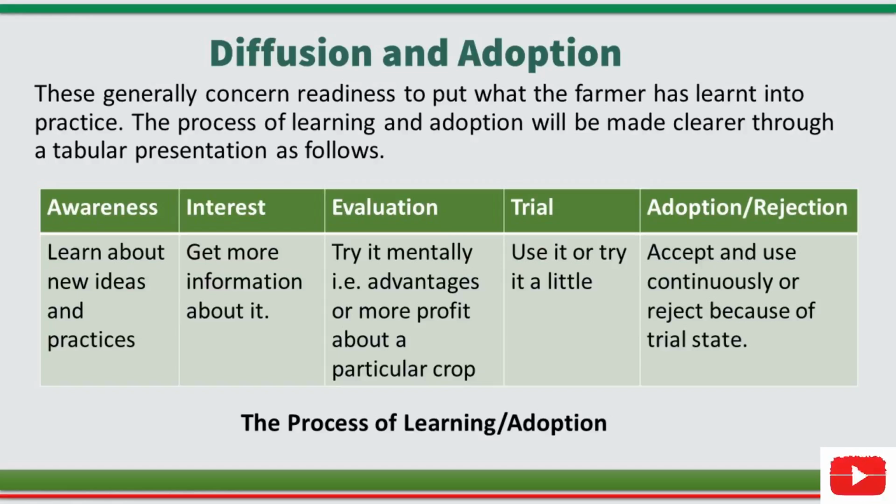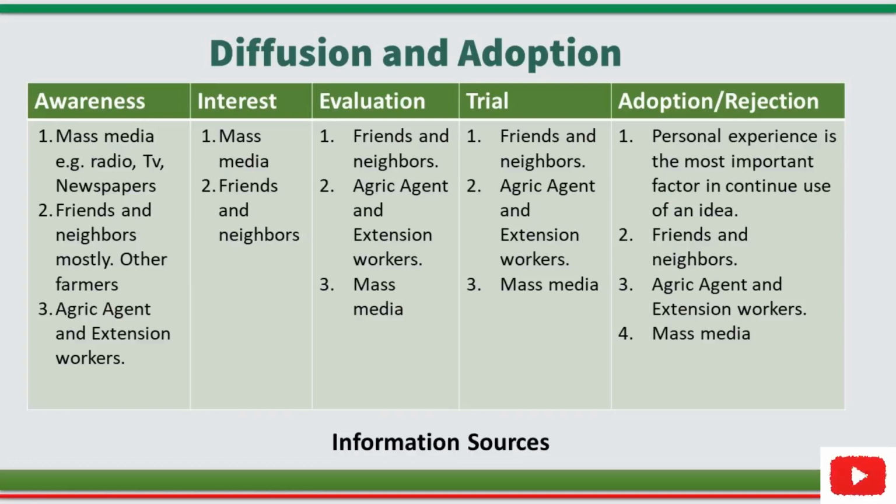Then we now have information sources for these different stages. Under awareness, mass media is an information source. That is the use of radio and television. You can use that to push the innovation to the people. Friends and neighbors mostly serve as information sources as well. And then we have agric agents and extension workers that can also be a source of information at the awareness level.